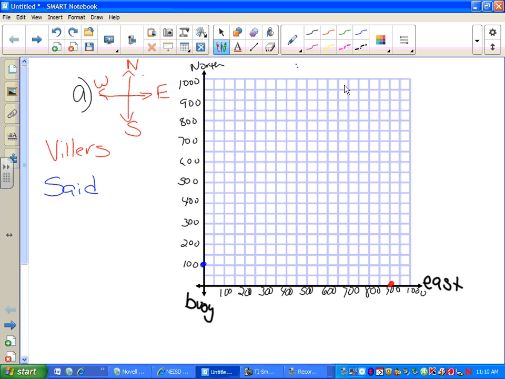The next part says, after 1 minute of tracking the sailboats, Mrs. Villers moved 3 meters west and 2 meters north. Now, on my graph, 2 meters and 3 meters is going to be too hard to draw. So in my hundreds world, with my scale of 100, what's the same as 3 meters west and 2 meters north could be 300 meters west and 200 meters north.